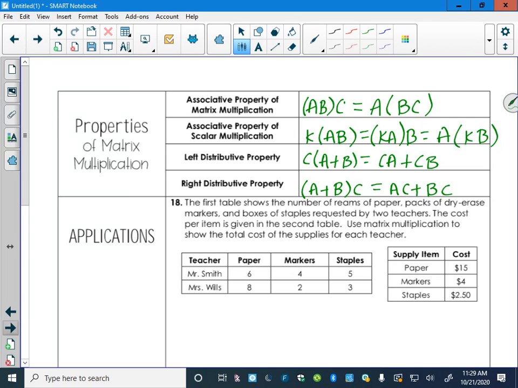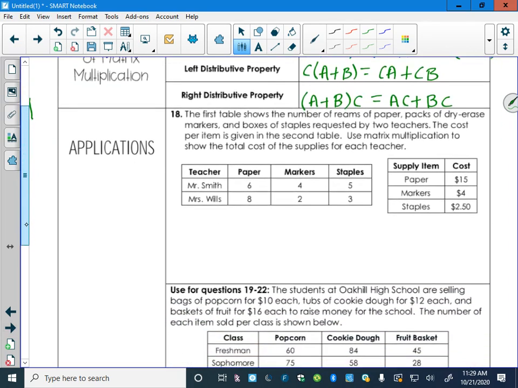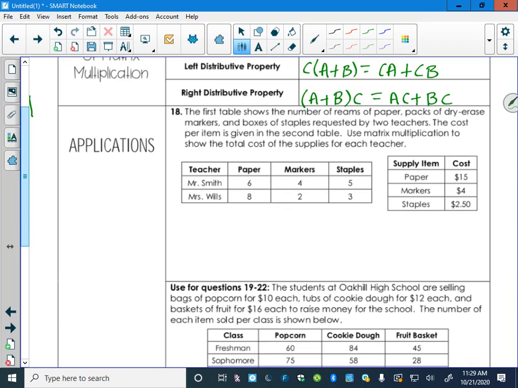We have two application problems. Number 18 says the first table shows the number of reams of paper, packs of dry erase markers, and boxes of staples requested by 2 teachers. The cost per item is given in the second column. Use matrix multiplication to show the total cost of the supplies. So Mr. Smith has 6 reams of paper, 4 markers, 5 staples. This is their cost, okay? So the paper costs $15, the markers cost $4, the staples cost $2.50.